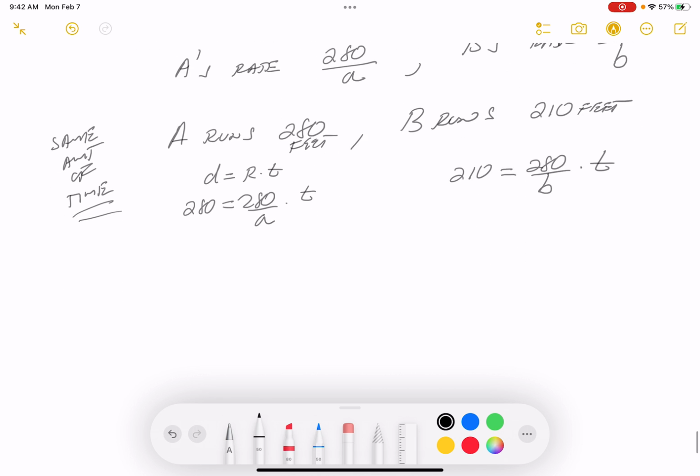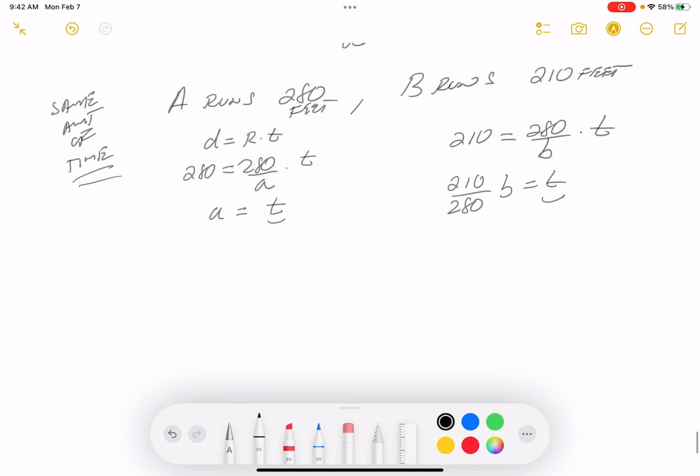So I'm going to solve those equations now for T. And this would be A equals T. I still don't know what T is, or what A is. That's not important to me. I just kind of get relationships over here. And let me just keep going. This is going to be 210 over 280 B equals T. And by the way, this T and this T are identical. So A equals 210 over 280 B.